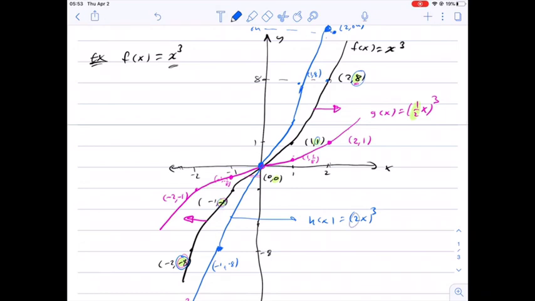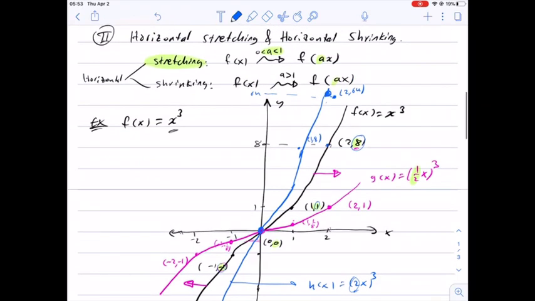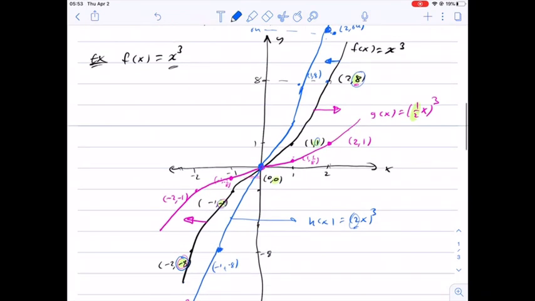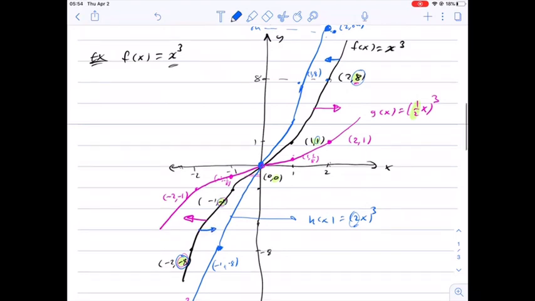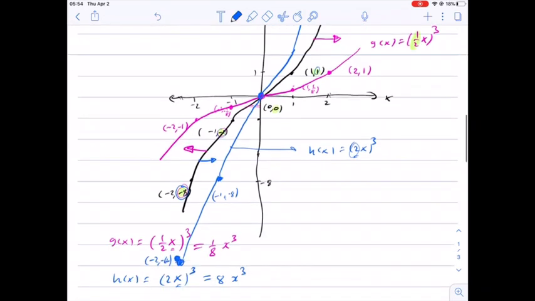So if we multiply the variable of the basic function by a constant that's greater than 1, we get horizontal shrinking. As we can see, the horizontal distance shrank, and if we look at the original function represented by the black curve, it's shrunk horizontally.